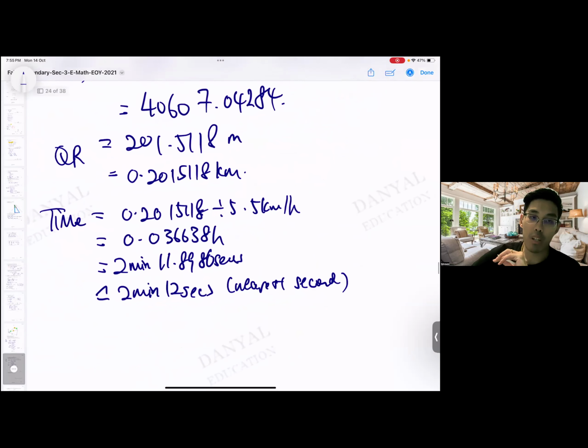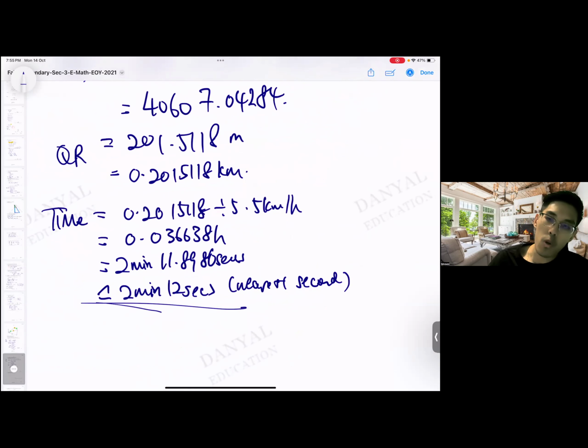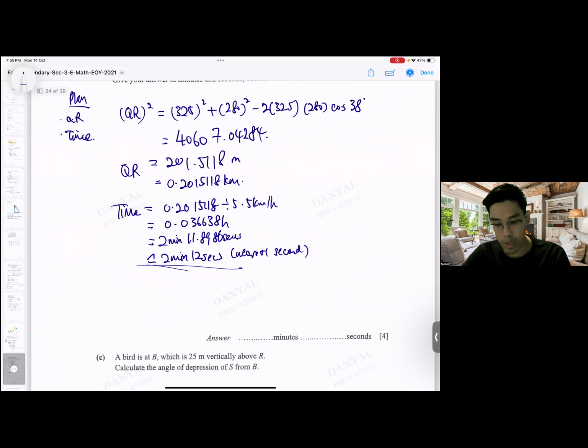So even without the calculator function, you must be able to know how to convert timing on your own. The calculators are just here to aid us. If you don't know how, you must be able to do it manually on your own. So it's 2 minutes and 12 seconds.